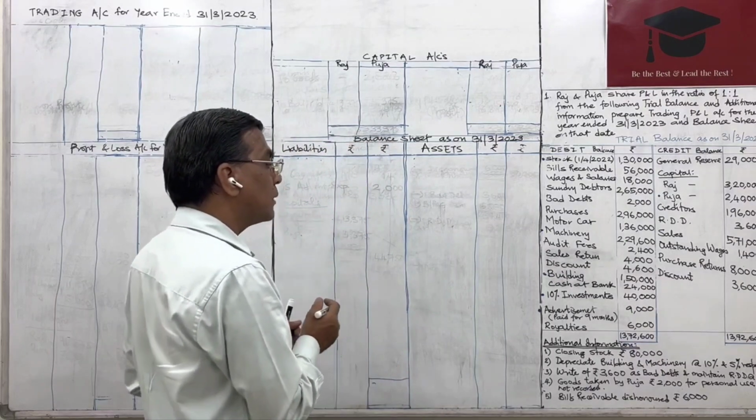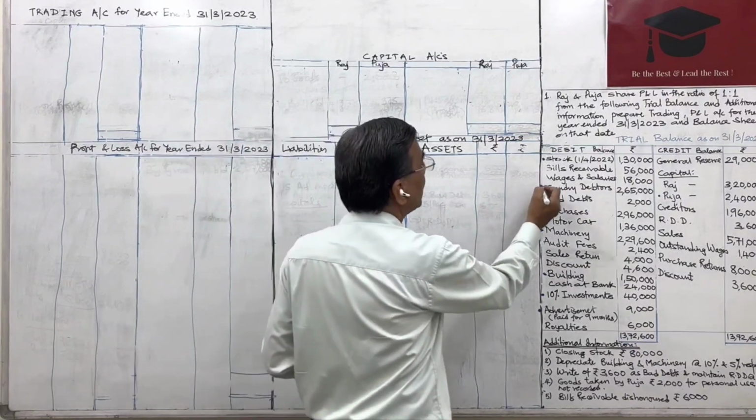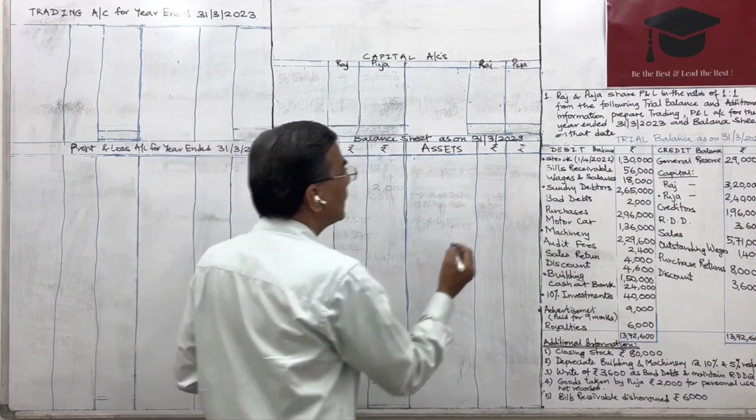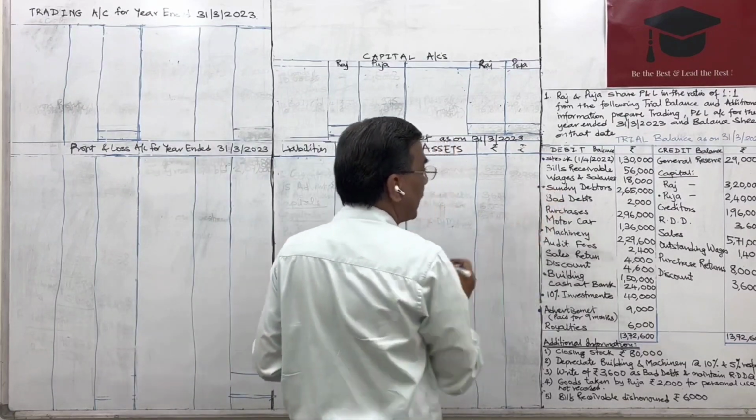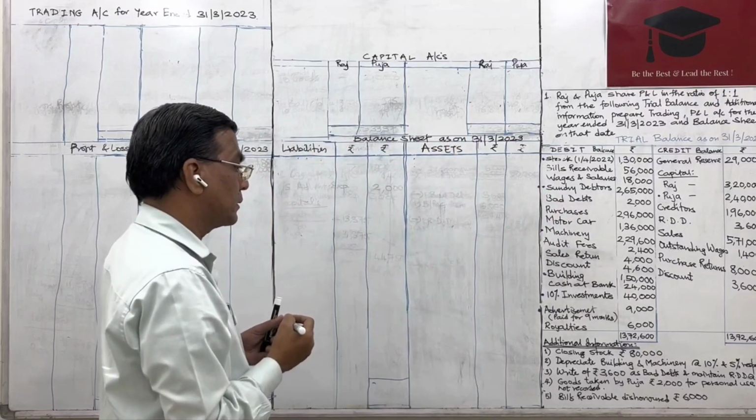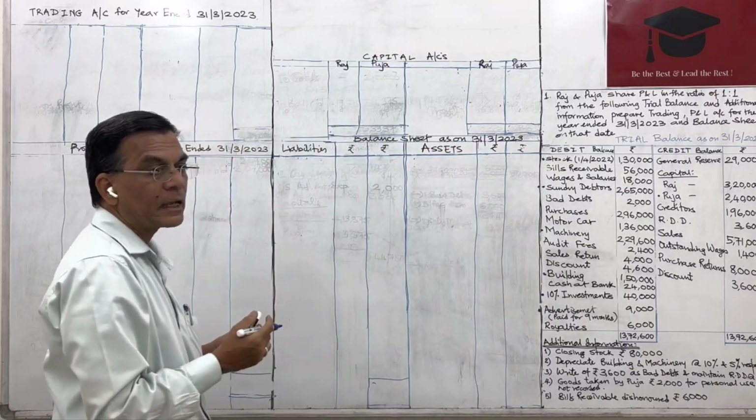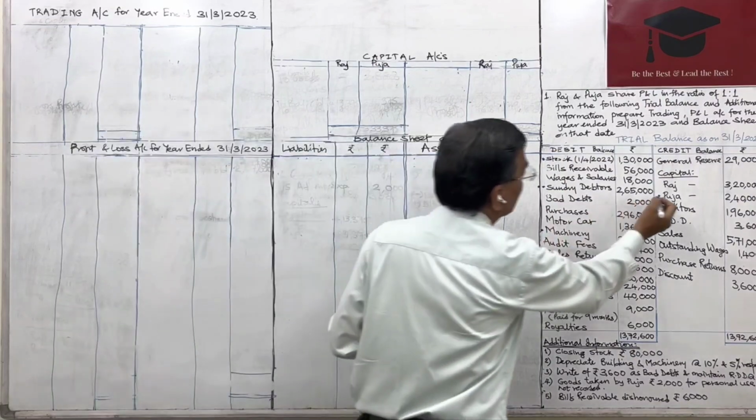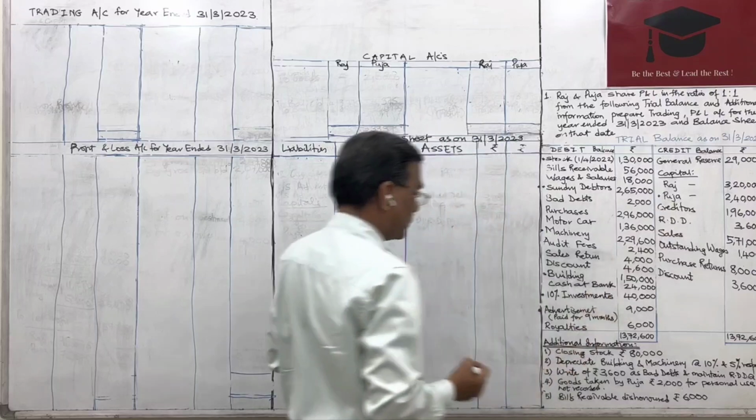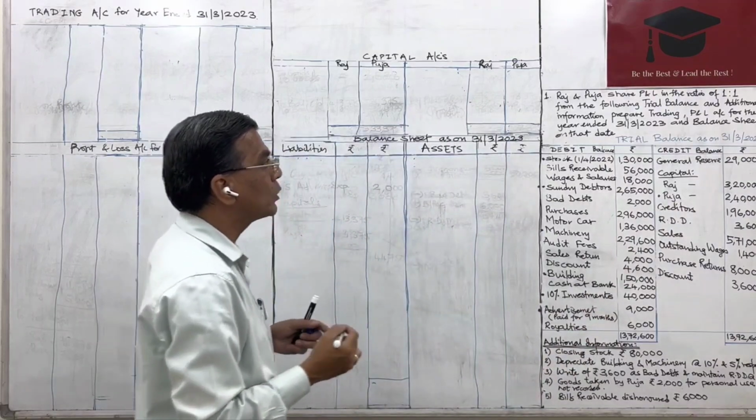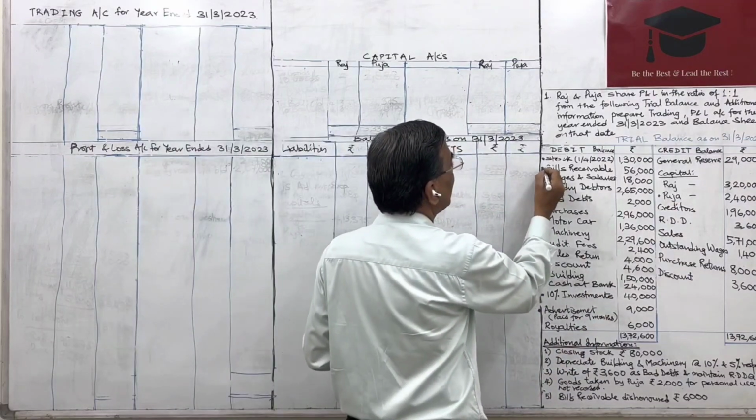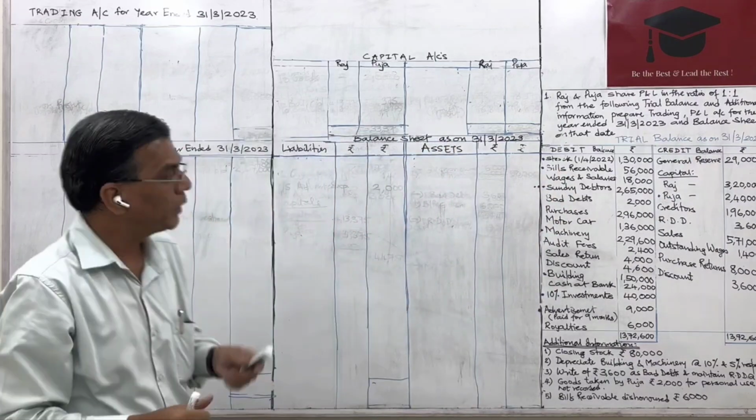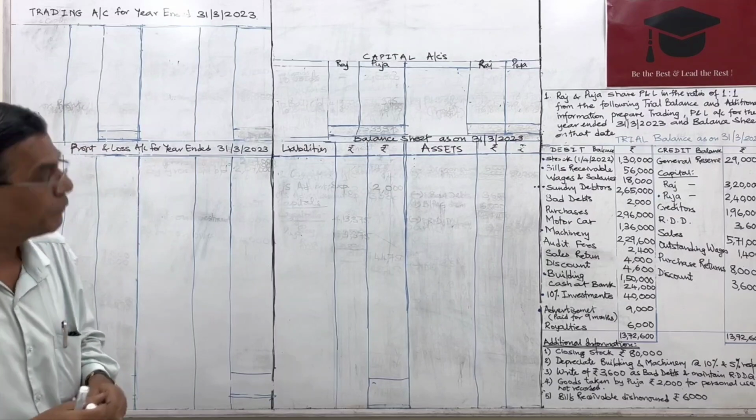Bad debts of 3,600 are to be written off. It will affect sundry debtors. RDD, again, it will affect sundry debtors. Now, Pooja has taken goods for personal use, so it will affect her capital account. Pooja's capital account. Bills receivable dishonor, it will affect bills receivable and it will affect sundry debtors. Now we will commence to enter the figures.